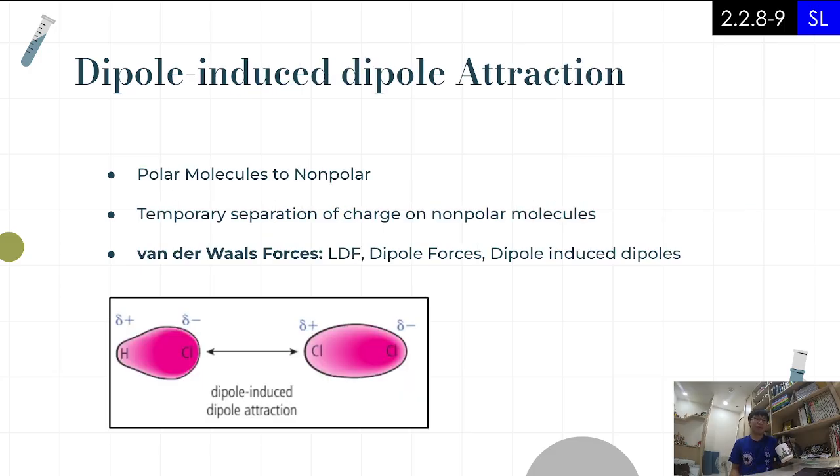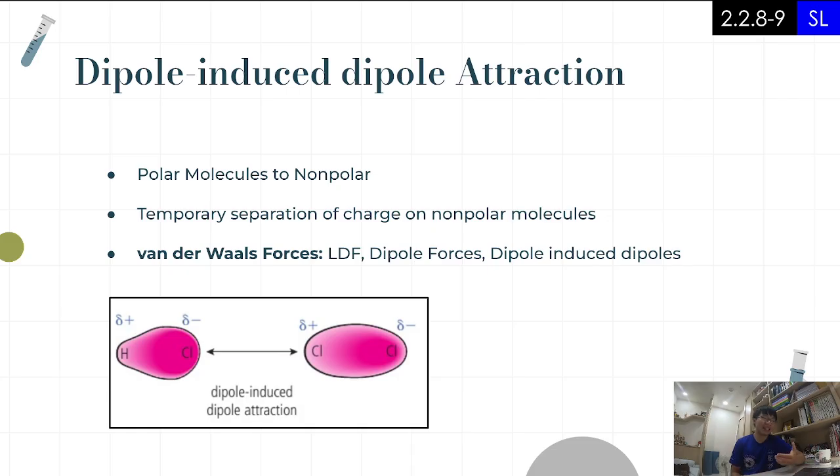Dipole-induced dipole. We didn't go through this in class, but I thought it'd be good to add it because it's still in the curriculum. It's where a polar molecule has attraction to a nonpolar one. And remember when I said about temporary dipoles? It's basically the same thing, but one of them is a permanent dipole and influences the other one to create an instantaneous, really temporary one, and that's called dipole-induced dipole.